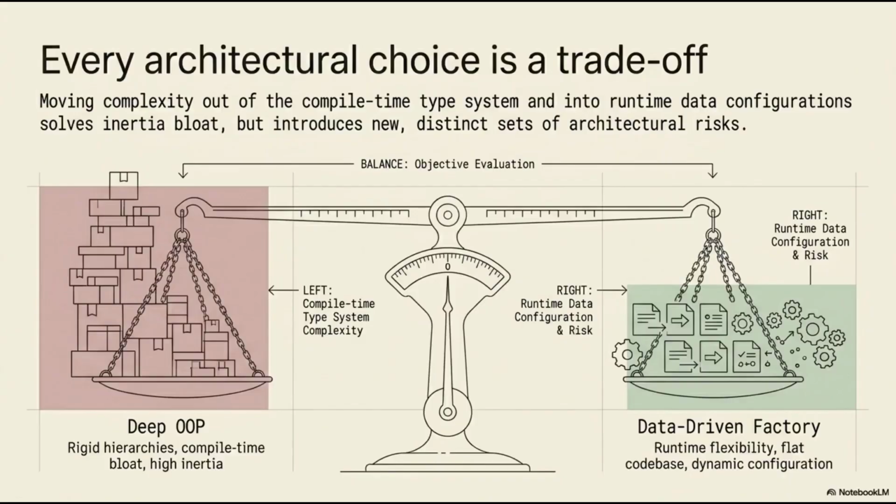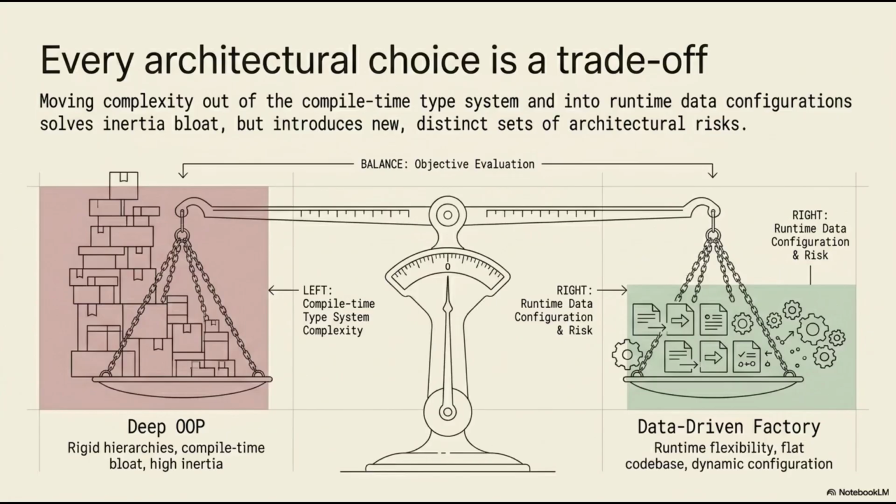Every architectural choice we make fundamentally represents a trade-off. As this slide illustrates, shifting complexity from a compile-time type system into runtime data configurations can effectively resolve issues like inertia bloat, but this introduces an entirely new and distinct set of architectural risks. On the left, visualized as a heavy stack of boxes, we see the consequences of deep object-oriented programming, or deep OOP. This approach emphasizes compile-time type system complexity, often resulting in rigid hierarchies, significant compile time bloat, and high inertia, making changes difficult and slow.